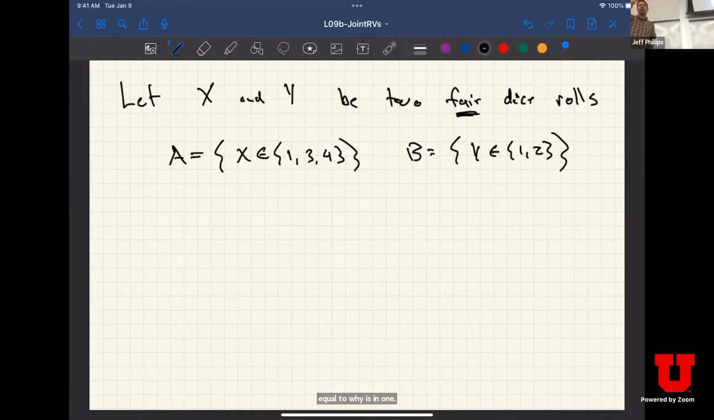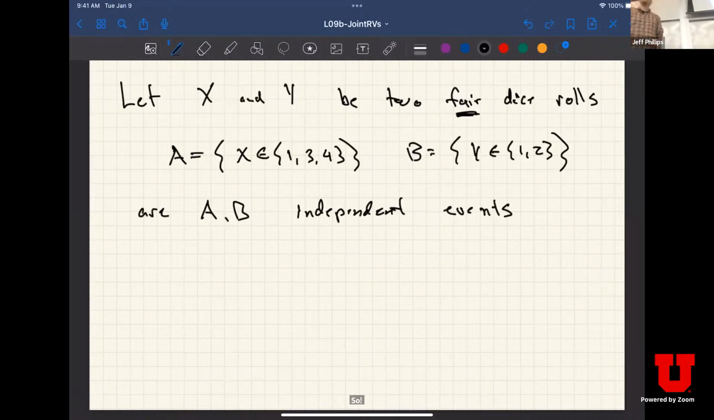Are A and B independent? A and B are events. They're subsets of the possible outcomes. X and Y are the random variables, right? And there are 2 rolls of a fair die. It could be the same die I rolled twice.